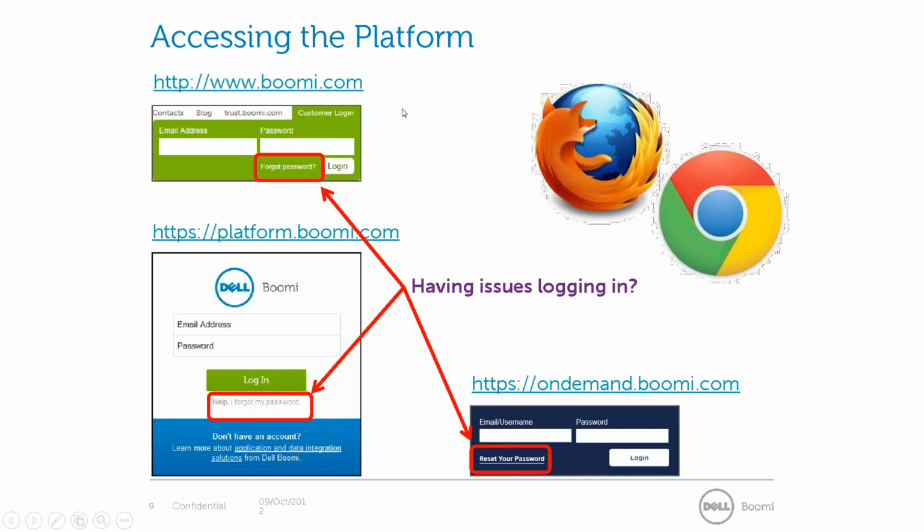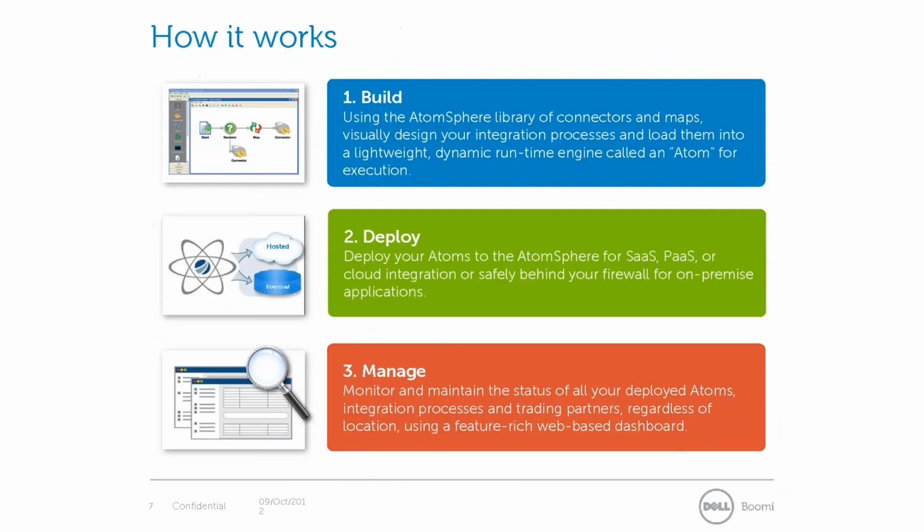And this is how you access the platform: www.boomi.com, platform.boomi.com, and ondemand.boomi.com. These are the three different URLs with which you can log into Boomi. How it actually works is that it has three tabs: build, deploy, manage.